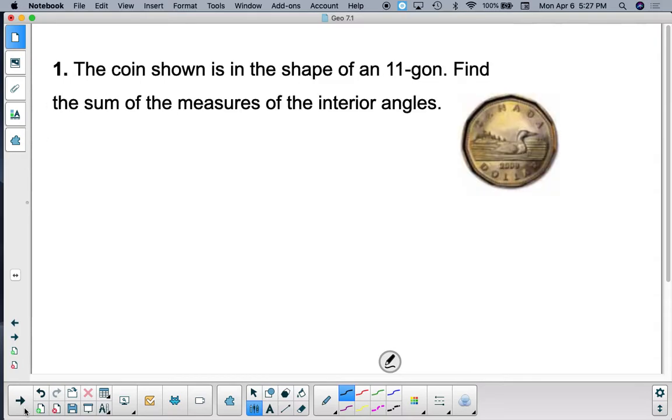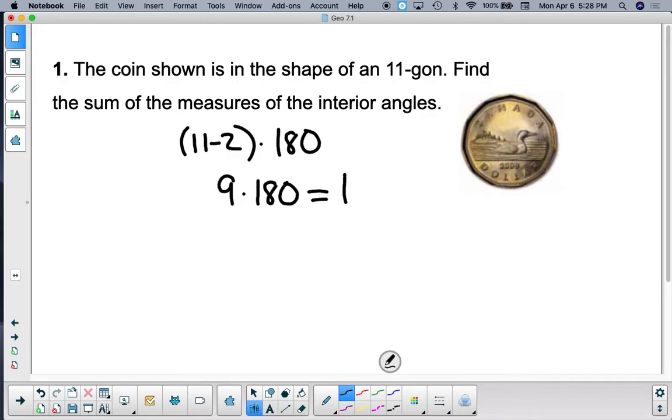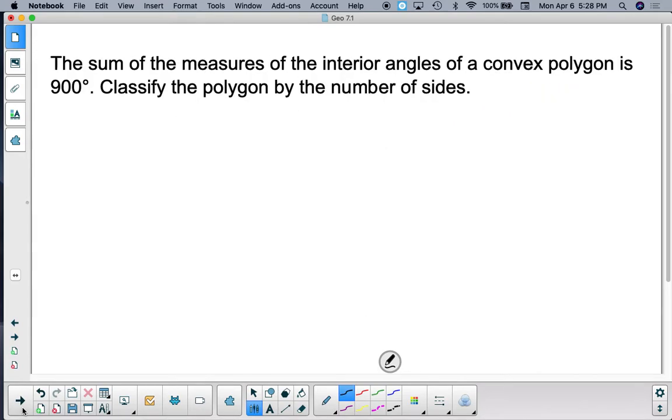Another one. This says the coin shown is in the shape of an 11-gon. Find the sum of the measures of the interior angles. If I put that into my formula, you do the number of sides minus 2 and multiply that by 180. 11 minus 2 is 9. If I take 9 times 180, I get 1,620 degrees. So there are several problems where all you're doing is plugging it in.